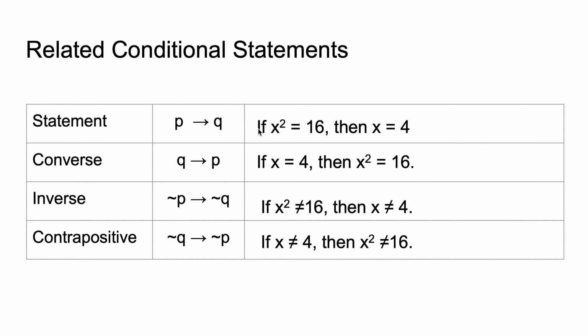Let's look at this. If x squared equals 16, then x equals 4. Actually, that's not true, I hope you know. It's 4 or negative 4. The converse would be if x equals 4, then x squared equals 16. That's true. 4 squared is 16. The inverse would say if x squared is not equal to 16, then x cannot be equal to 4. That's correct.